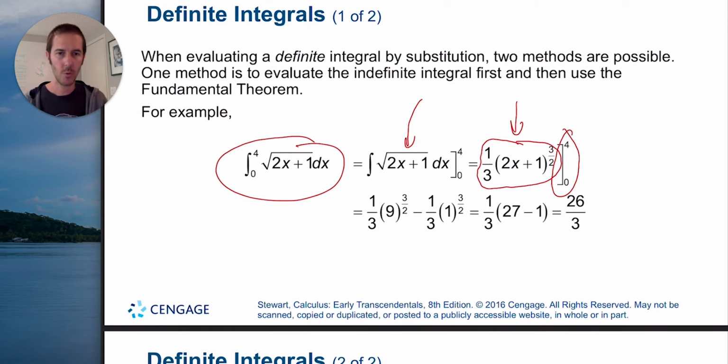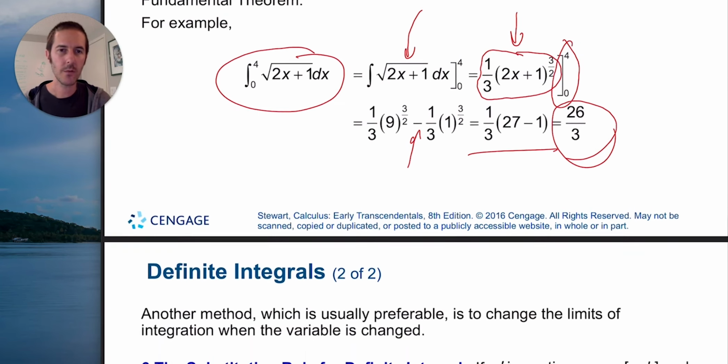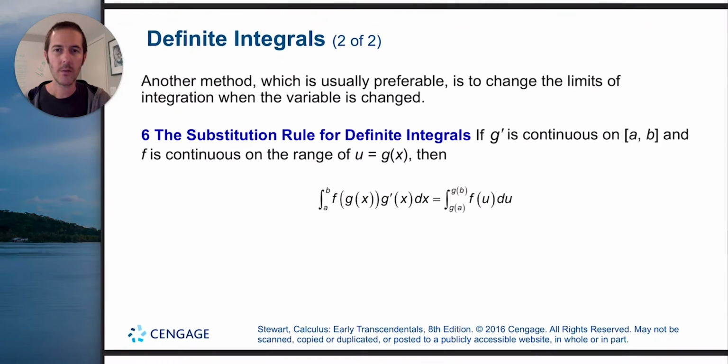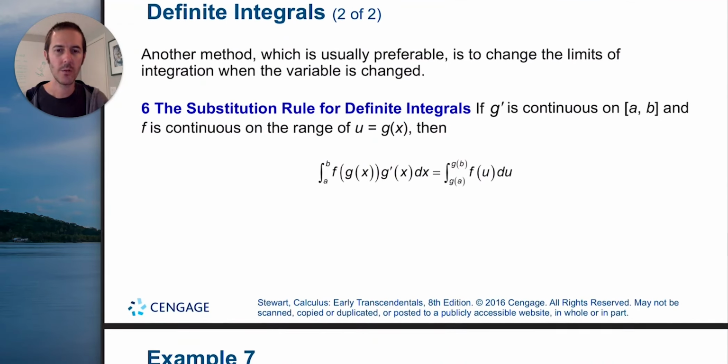So you plug in the 4 and you plug in the 0, and you do the subtraction between those, right? That's capital F of 4 minus capital F of 0. So you do that arithmetic, and then you clean it up, and then you get a final answer of 26 over 3. So that's one process with a tiny bit of a hand wave in there, and then there's another method.